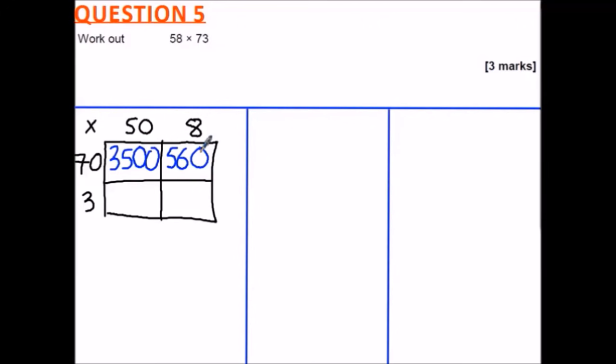Thirdly, 3 times 5 is 15, add on the 0, 150. And finally, 3 times 8 is 24. Now it's a case of, in any order, adding together these numbers. So first of all, 3,500 plus 150, that's 3,650. And over here, 560 plus 24 would be 584. So the full answer will be 3,650 plus 584.